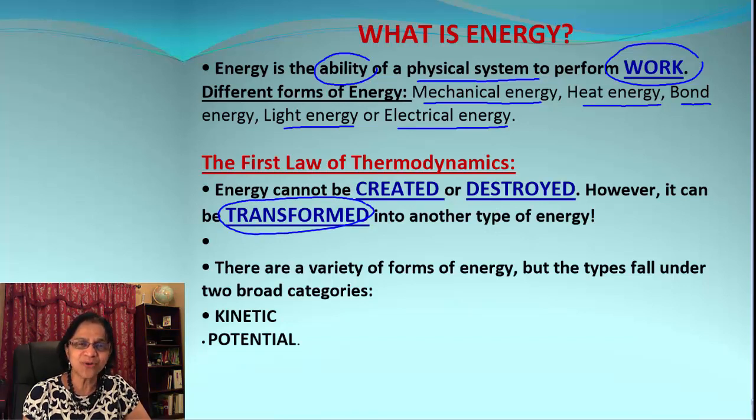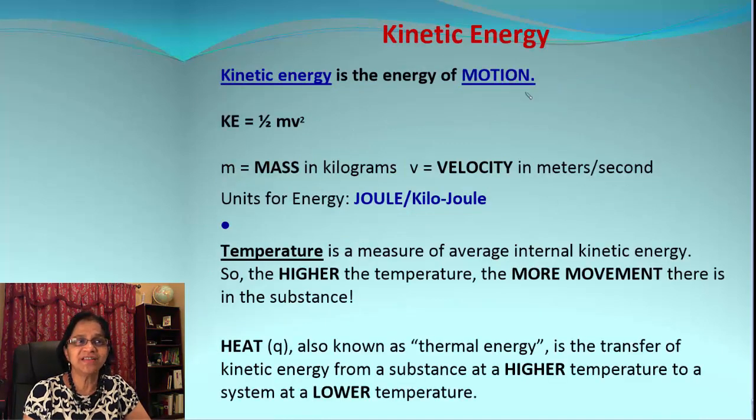There are also a variety of forms of energy, but they all fall under two broad categories. The two categories are kinetic and potential. So let's find out more about these two. Kinetic energy is the energy of motion. If any object is moving, it possesses kinetic energy.